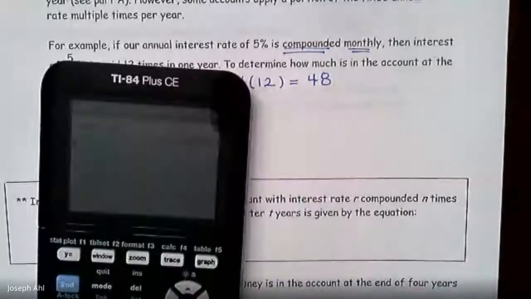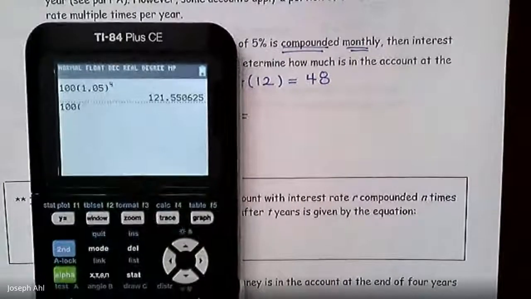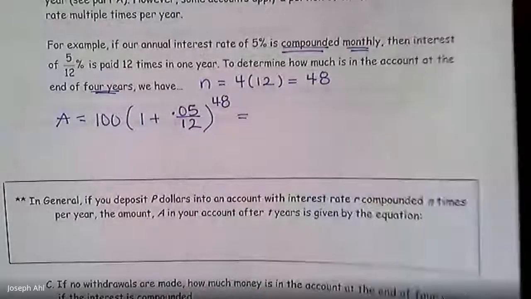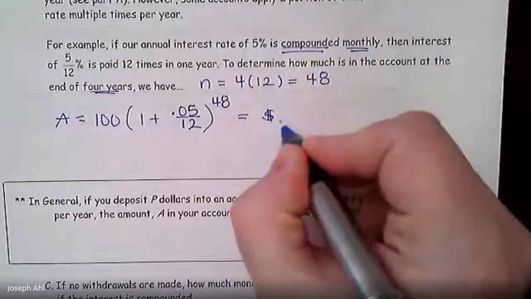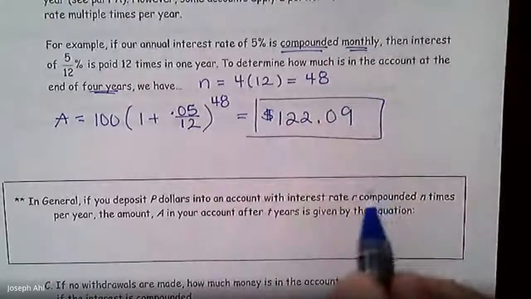And the amount of money that I would have after that time, 100 times, here's where you don't have to know what 0.05 over 12 is. You can just type that in, right? 1 plus. If you want to do a fancy fraction, that of course would work as well. You don't necessarily need it here. But raise that to the 48th power, and we get $122.09. So it is a little bit more, but not even $1 more 4 years later.